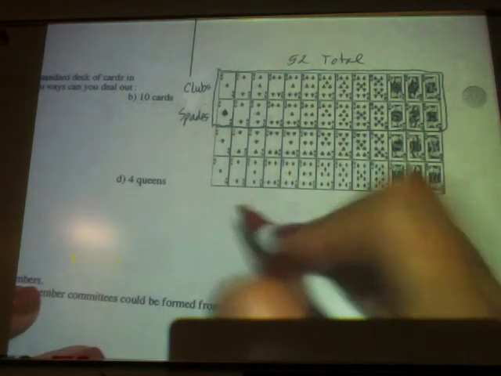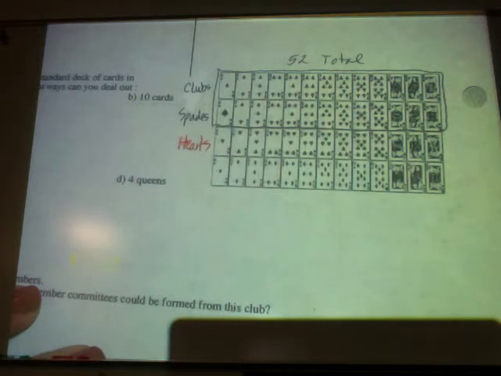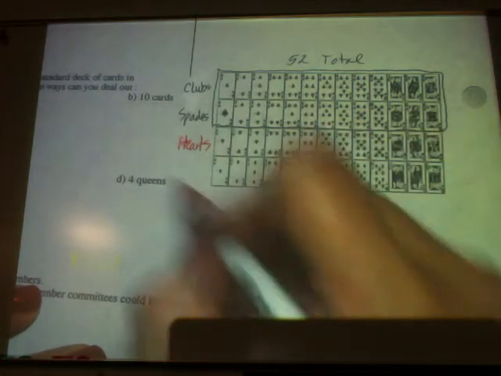And then these are hearts, right? Wait till you get old and you can't see. Oh, it looks much better up there. And then these are diamonds.